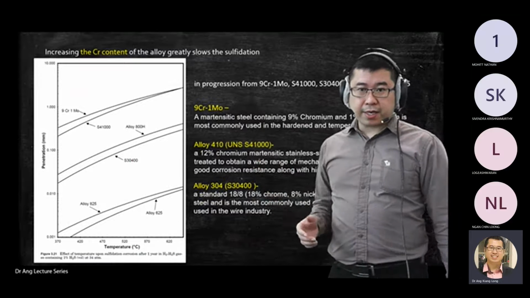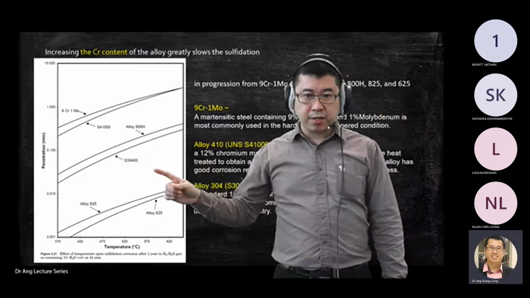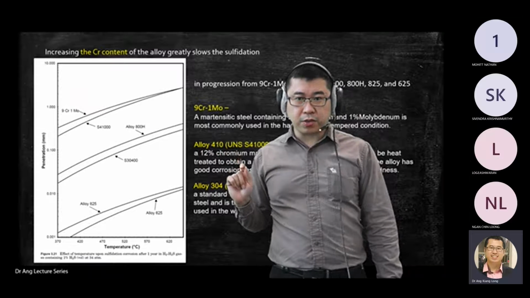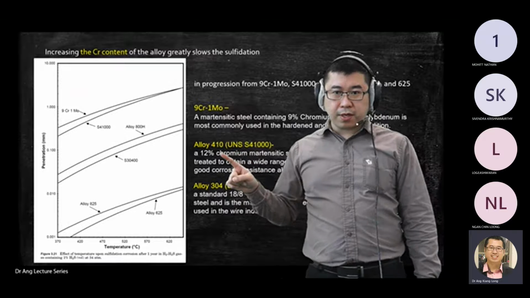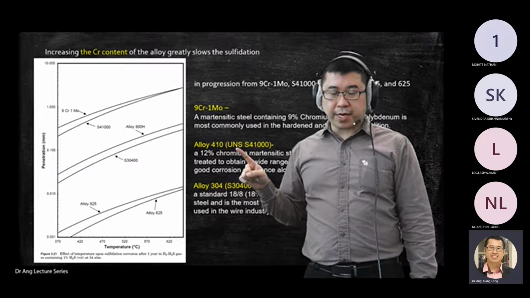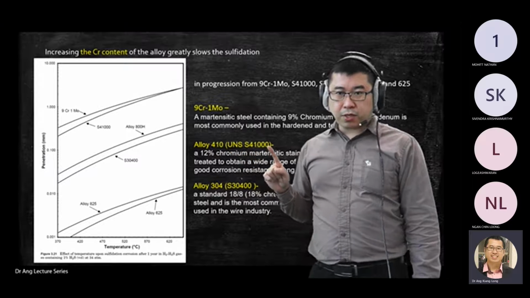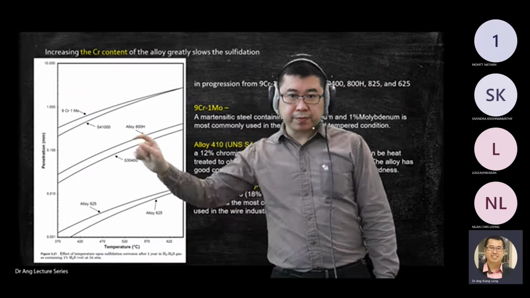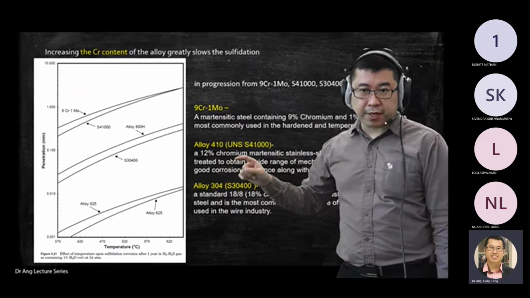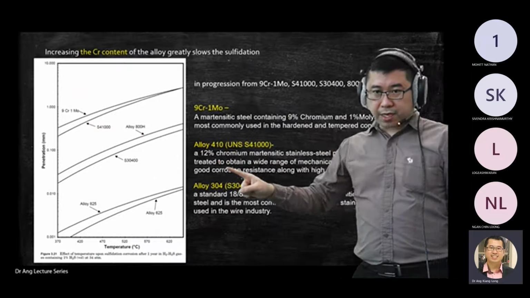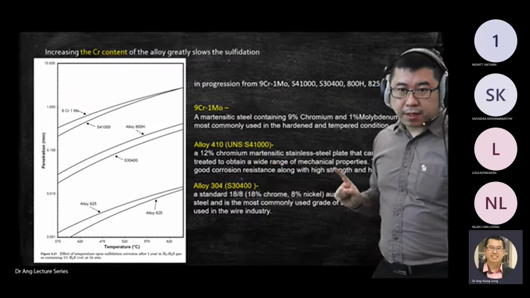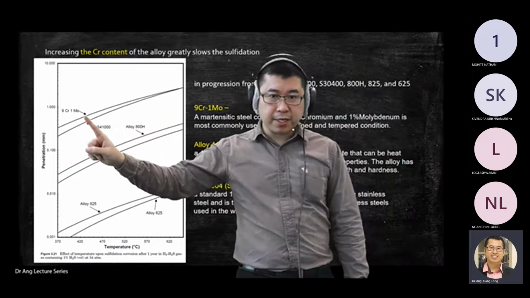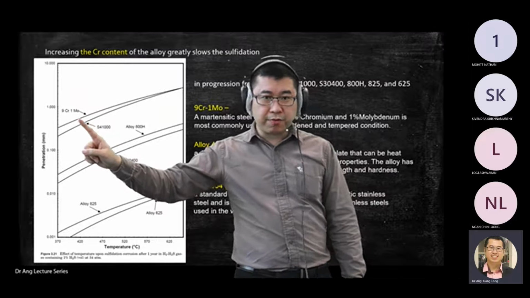This one, another one, just to explain what is alloy 410, or another code for 140, use the UNS system S4100. So this one is this line. This one consists of 12% chromium. So you can see this one is 9%, this is 12%. So 9%, 12% also got different one.